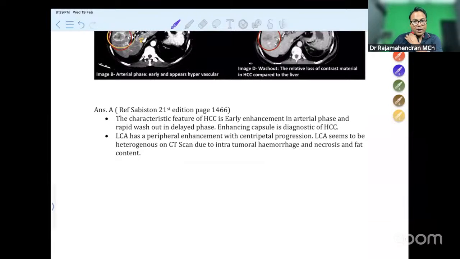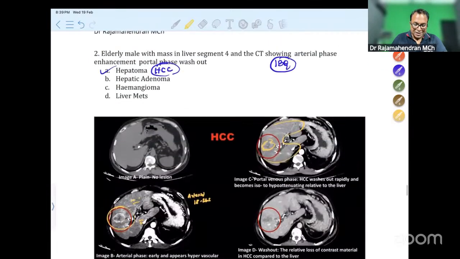So liver cell adenoma has a peripheral enhancement with the centripetal progression. Liver cell adenoma seems to be heterogeneous on CT scan due to intratumoral hemorrhage and necrosis and fat content. It is heterogeneous. Okay, liver cell adenoma is heterogeneous, whereas rapid enhancement and rapid washout is feature of hepatoma, HCC.